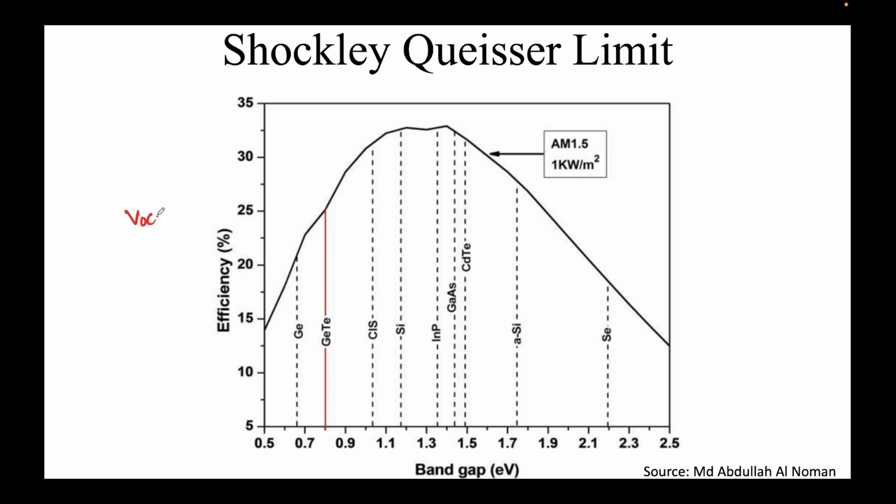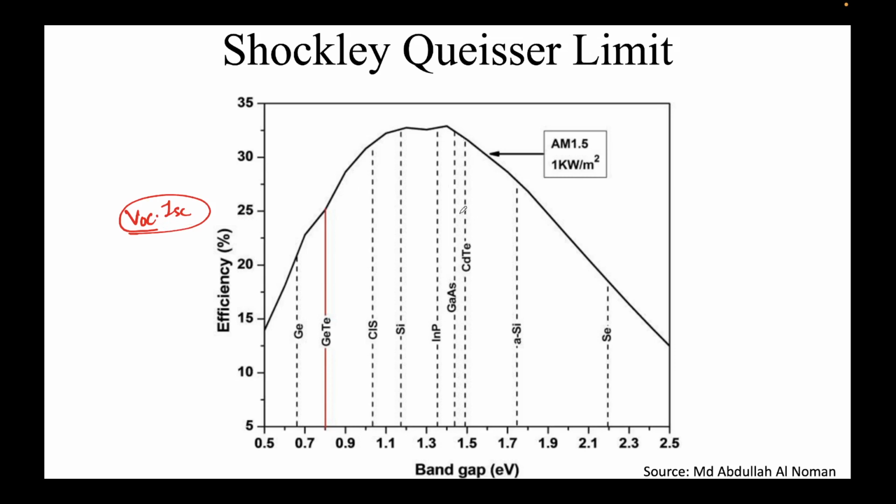It essentially depends on VOC times ISC. This is a critical parameter. There are some other input terms also, let's not worry about them, but this is the term which we had talked about. So VOC and ISC, their product, the power essentially, right? It depends on that. So you can see that it peaks at around 1.5 eV or something.